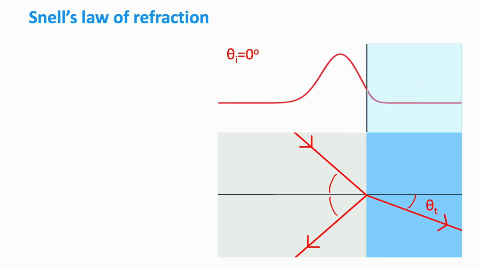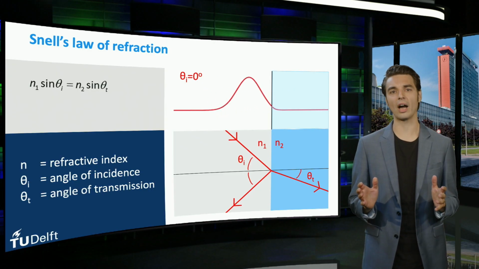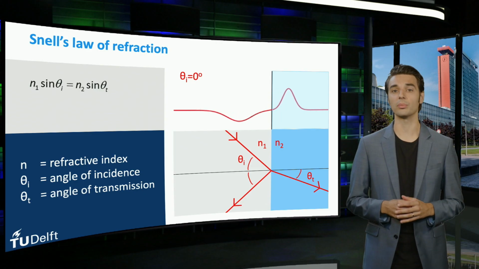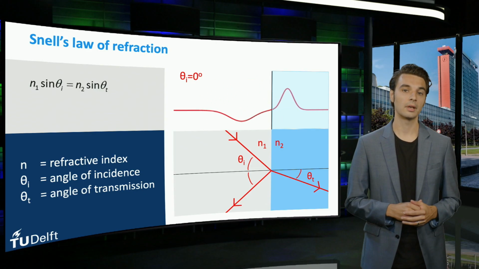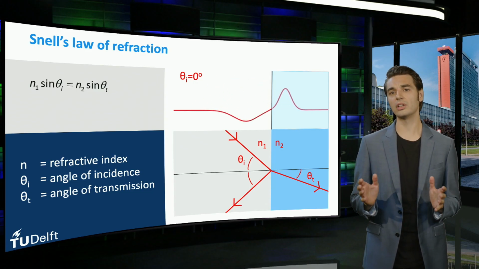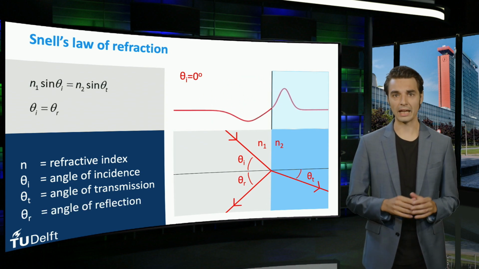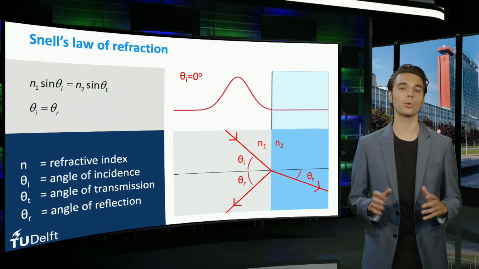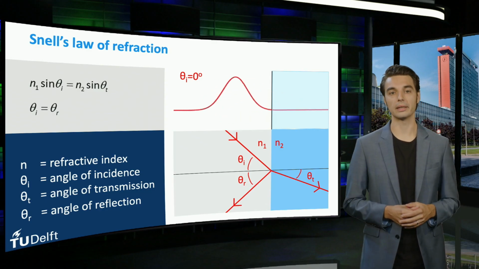This law states that the angle of transmission depends on the angle of incidence and the refractive indices of both materials. It also states that the ratio of the sines of the angles of incidence and transmission is equal to the ratio of the refractive indices of the media. Increasing the difference between the refractive indices will increase the angle in which the light beam is refracted. The angle of reflection, however, simply equals the angle of incidence, regardless of the refractive indices of the two media.